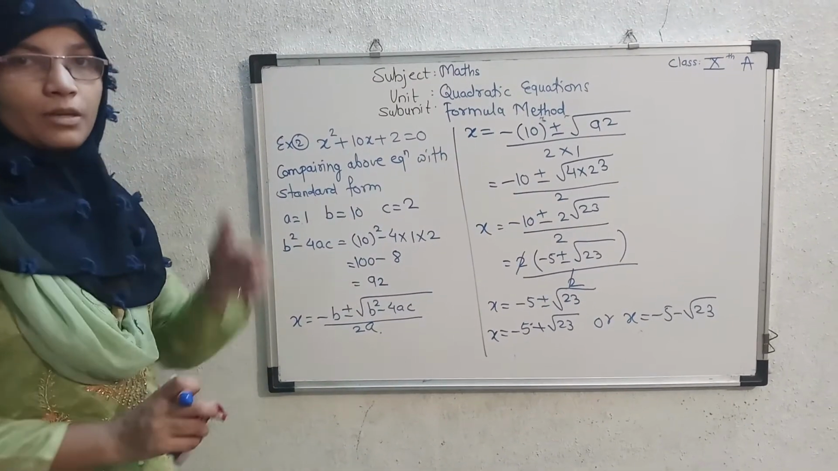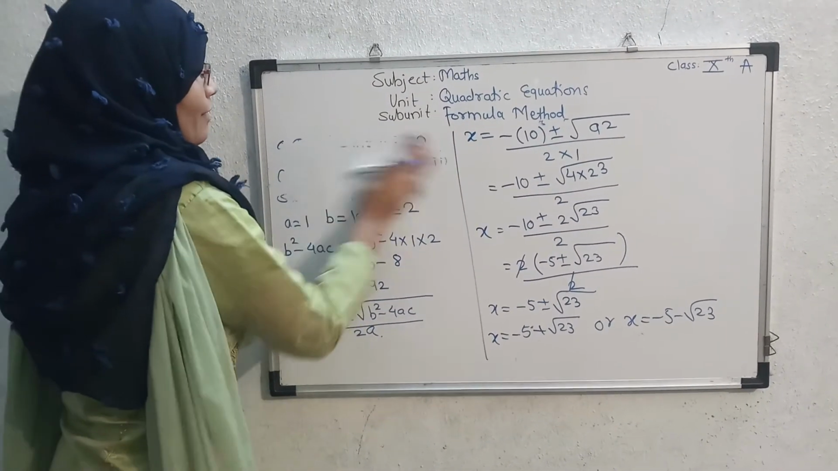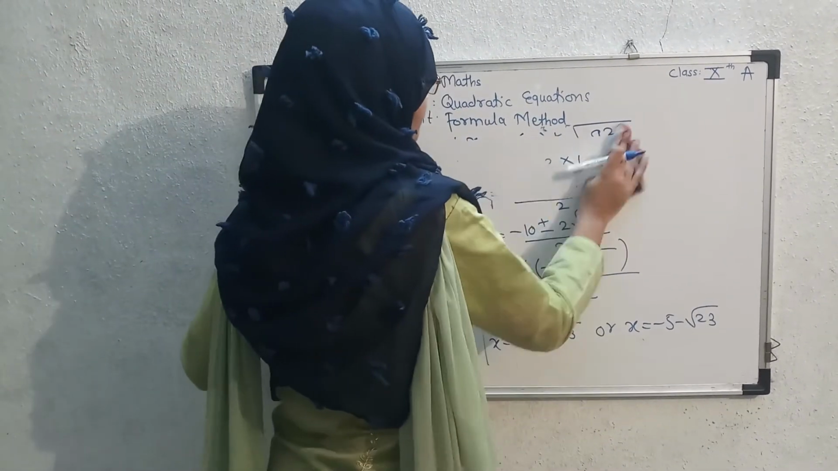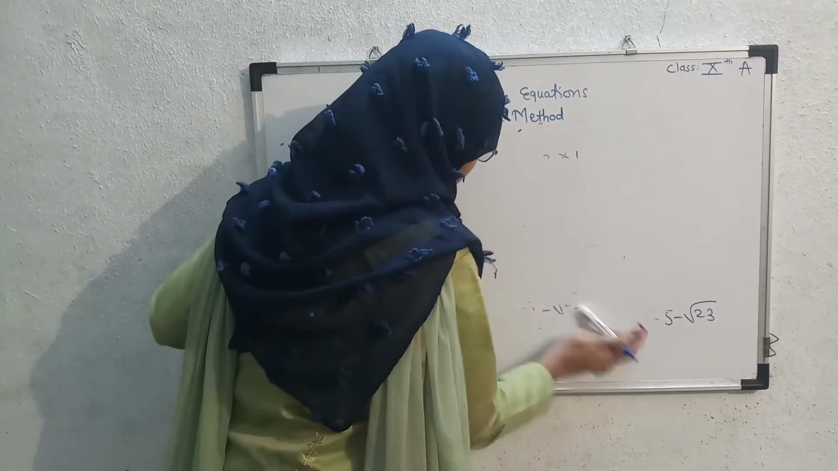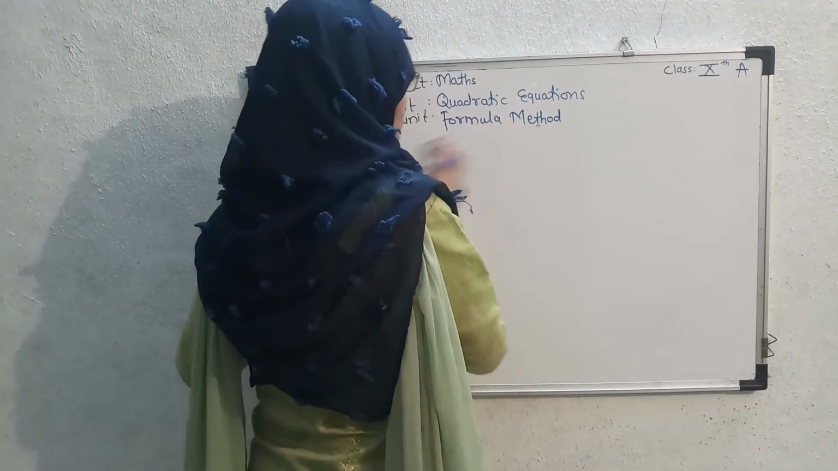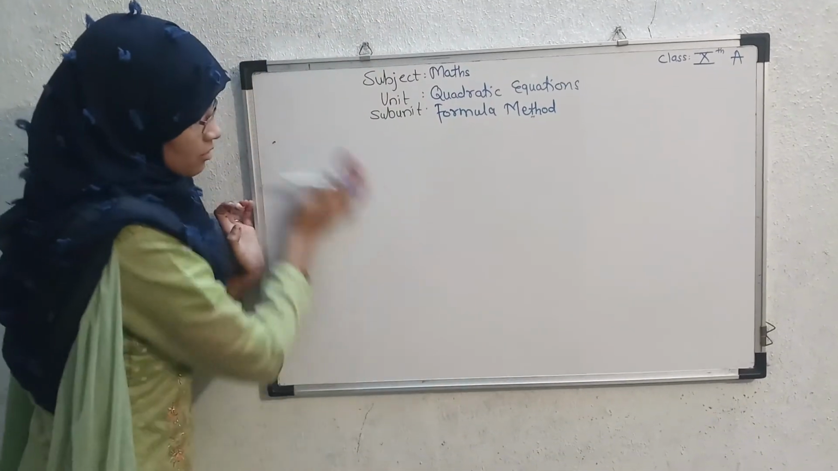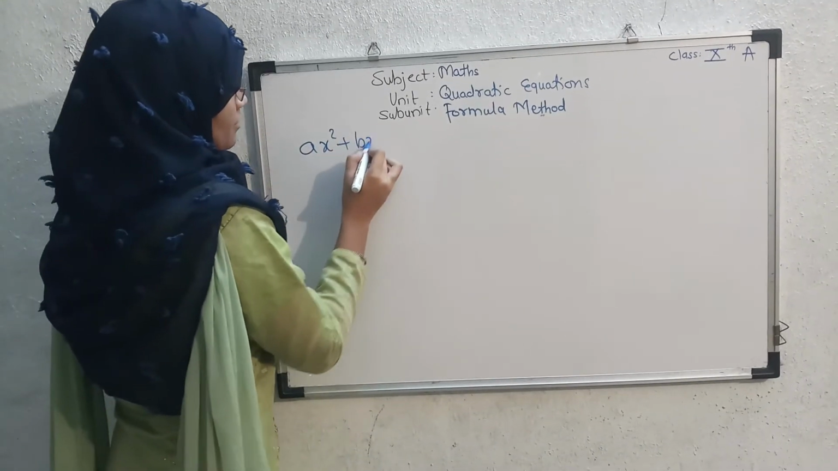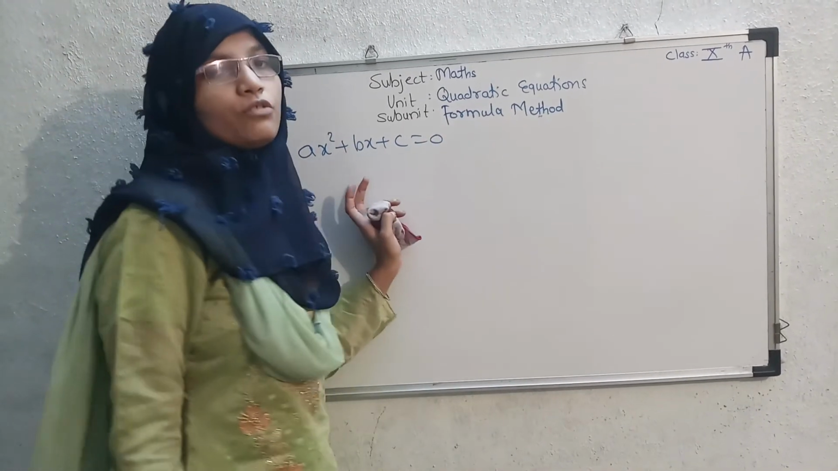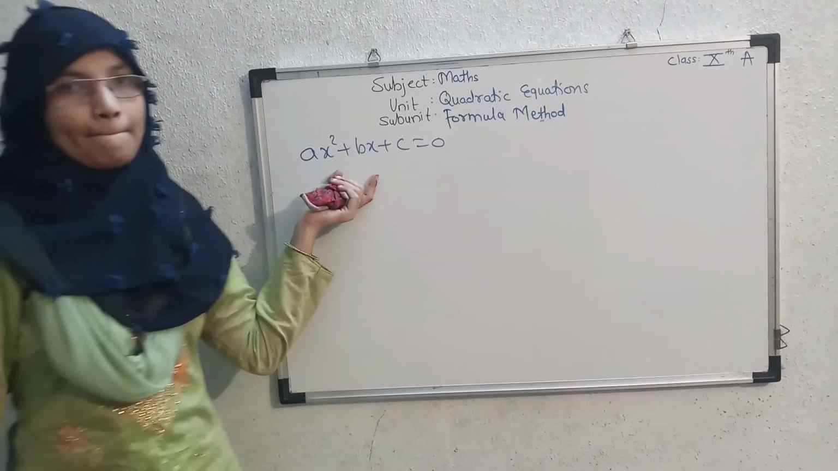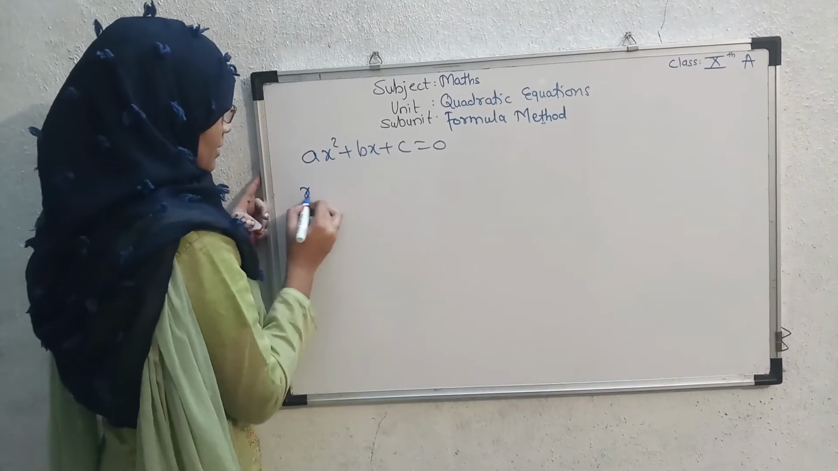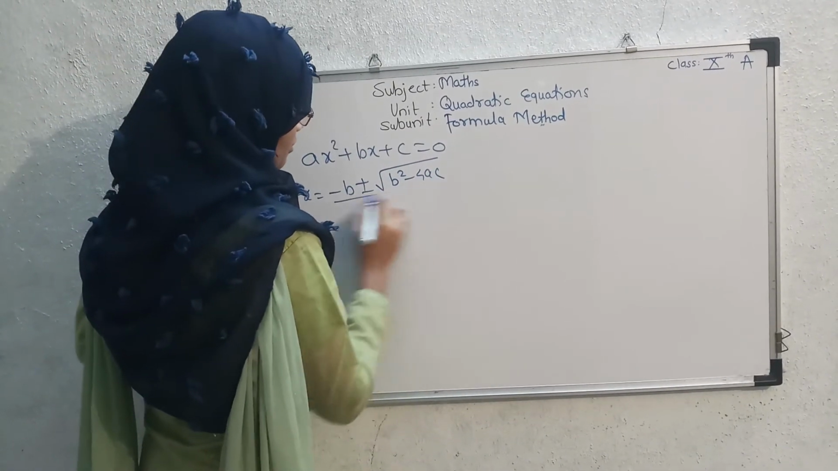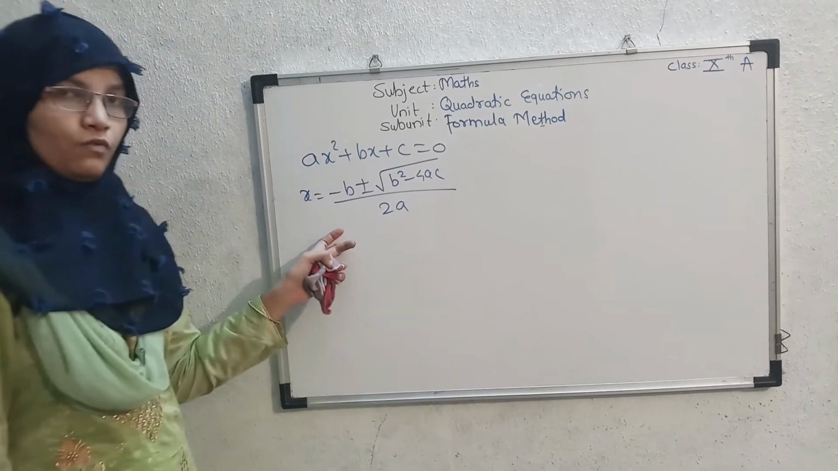Now I will give you some examples to solve at home. You have to do them. First, tell me some questions answer. If you have given x square plus bx plus c is equals to 0, then what is formula to solve this quadratic equation? What is formula? x is equals to minus b plus or minus square root of b square minus 4ac upon 2a. Yes, this is the formula.